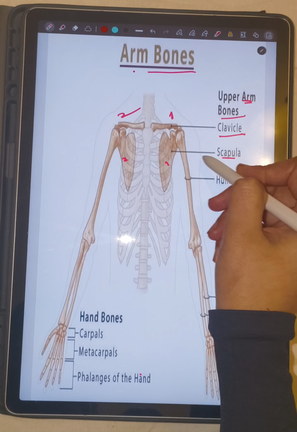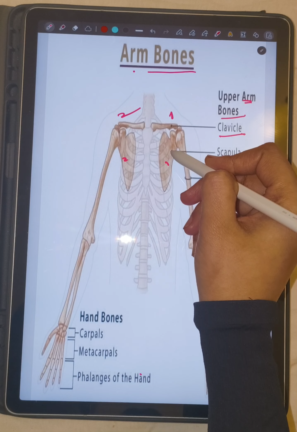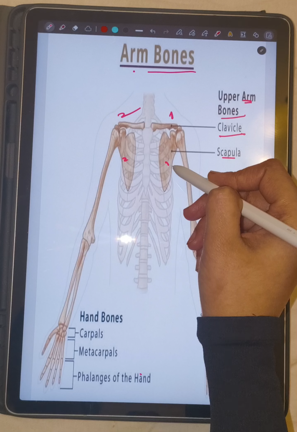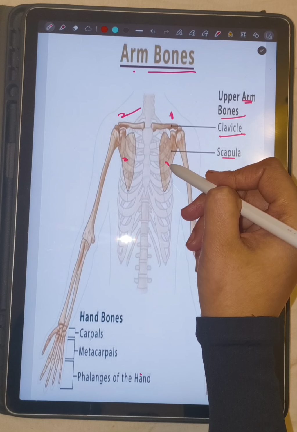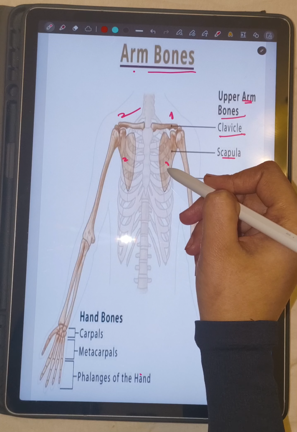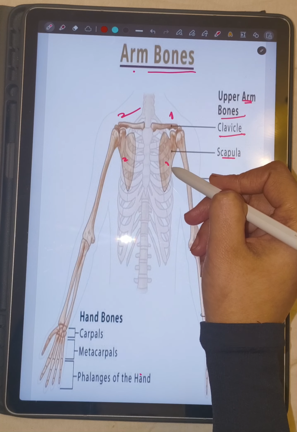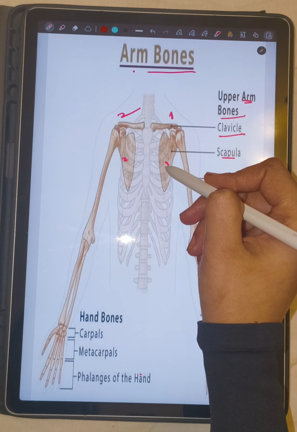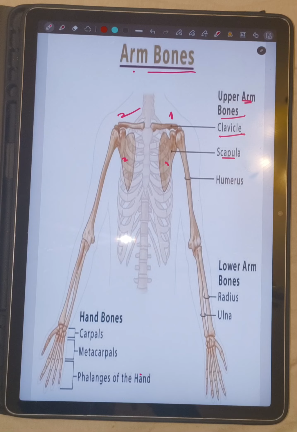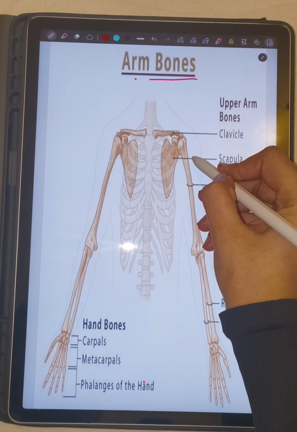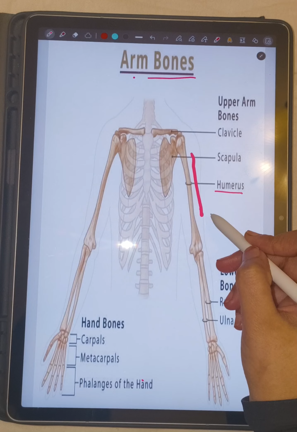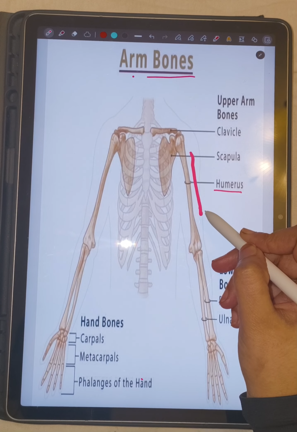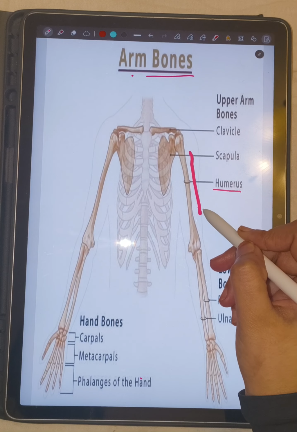Next, this is the scapula. The scapula is the shoulder bone located at the back of the shoulder, a triangular flat bone. It connects the humerus, the arm bone, and provides muscle attachment, allowing mobility of the shoulder joint and arm, rotating and lifting. This is the humerus, the upper arm bone between the shoulder and elbow. It supports the arm, connects the forearm, and provides attachment for the muscles.